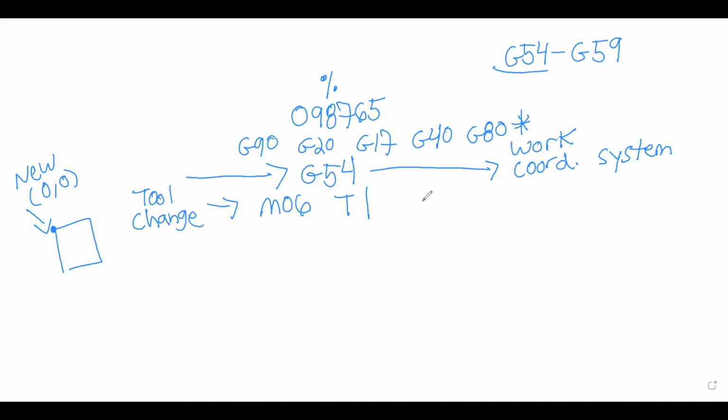And T1 would be tool 1. So we're telling the machine to go into the automatic tool changer and pull up tool 1. Now the spindle will stop. The Z axis is going to move up to the machine 0 position, and it's going to grab and put whatever tool you call out into the spindle.